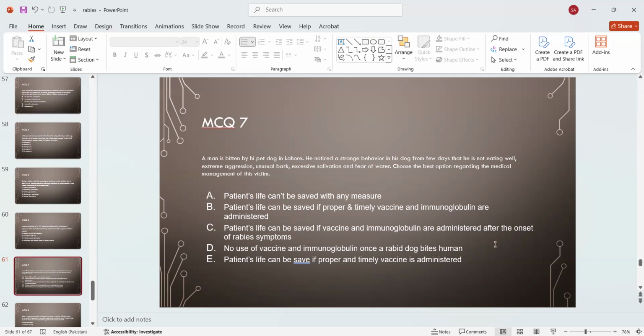A. Patient's life can't be saved with any measure. B. Patient's life can be saved if proper and timely vaccine and immunoglobulin are administered. C. Patient's life can be saved if vaccine and immunoglobulin are administered after the onset of rabies symptoms. D. No use of vaccine and immunoglobulin once a rabid dog bites a human. Or E. Patient's life can be saved if proper and timely vaccine is administered.